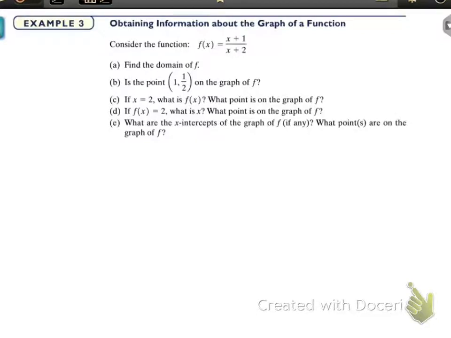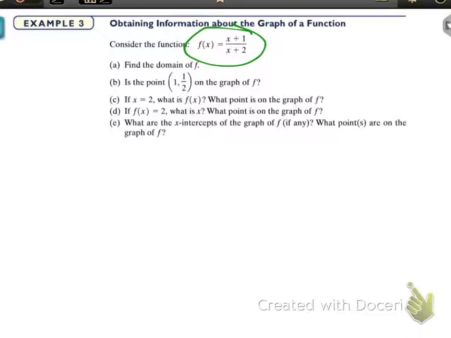So the final example before you start actually doing some problems on your own is one in which we're given not the graph, but a function defined without the graph, and we can answer questions about the graph based on just being given the function. So for example 3, we're looking at this function right here. Find the domain of f.